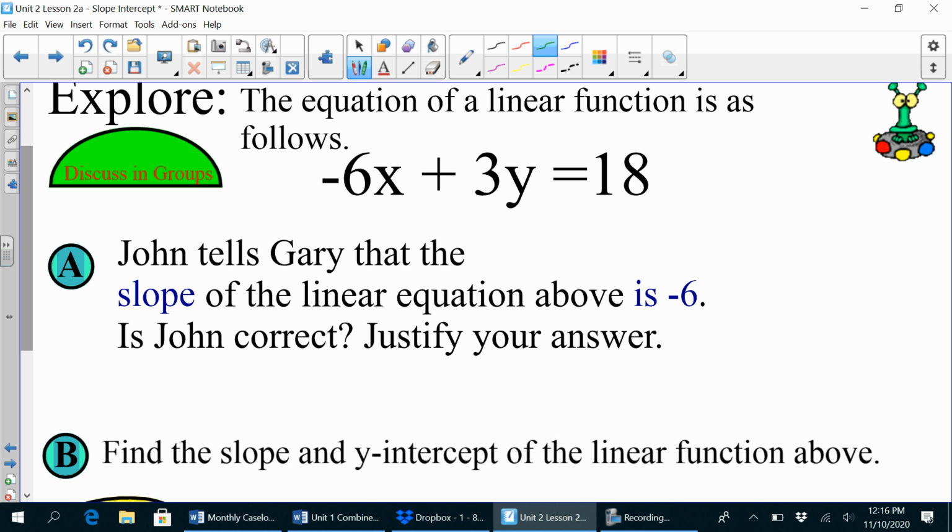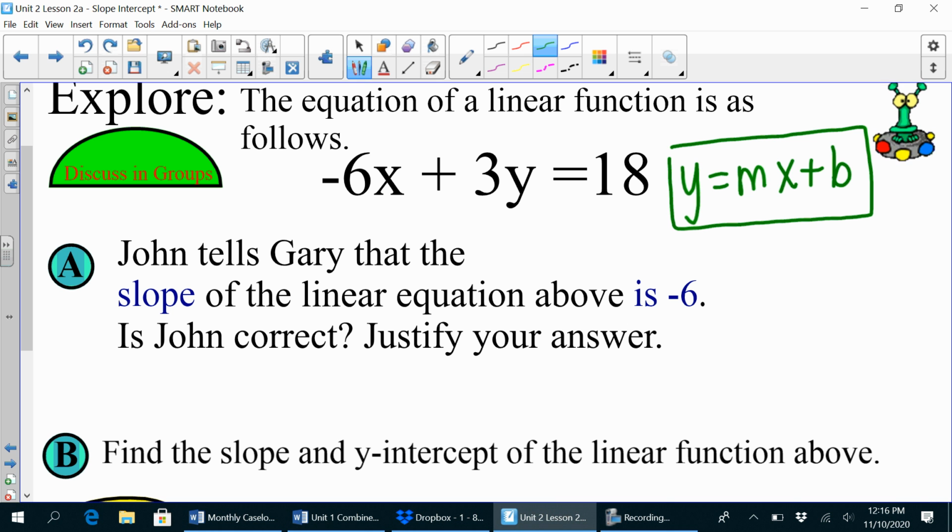The equation of a linear function is as follows: negative 6x plus 3y equals 18. John tells Gary that the slope of the linear equation is negative 6. Is John correct? And justify your answer. So we know that the slope of a line is in the format of y equals mx plus b, and you're probably going to hear me say that 100 times today.